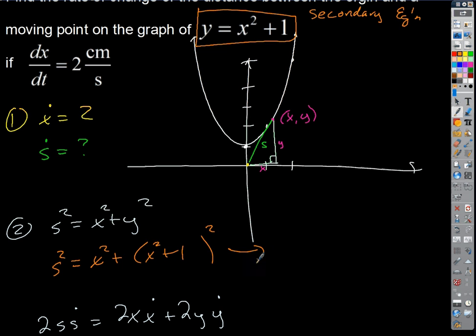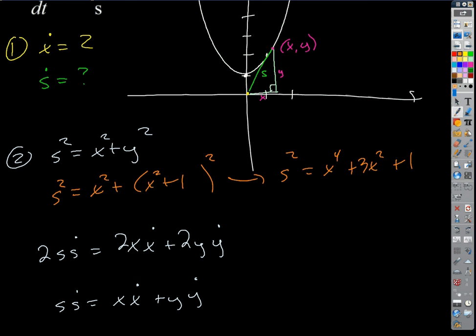If I simplify that, what am I going to get? X to the 4th plus 2x squared plus 1 plus another x squared, right? Plus 3x squared plus 1. Everybody see what I did? I'm just expanding out, a plus b squared is a squared plus 2ab plus b squared. Okay? Now that's a little better. Now when I differentiate, it looks much better.